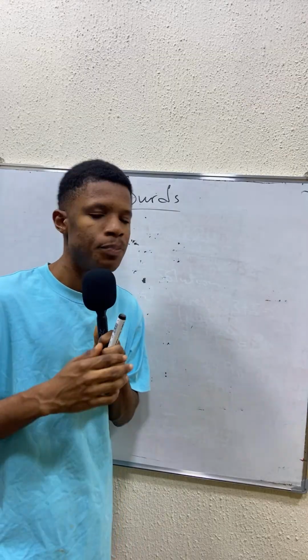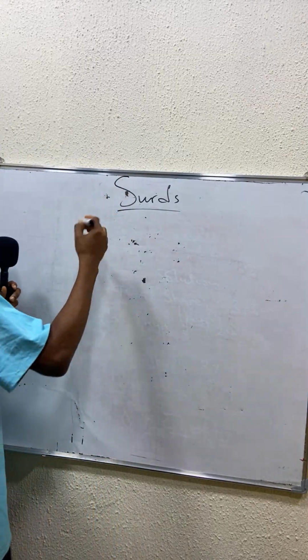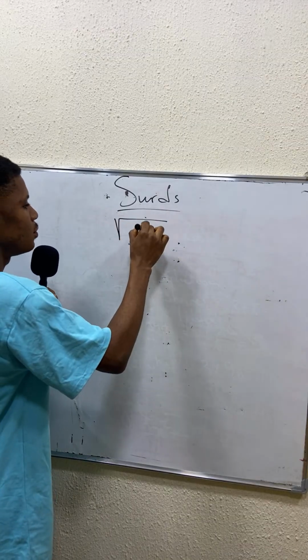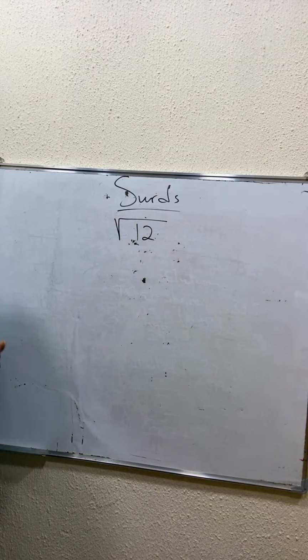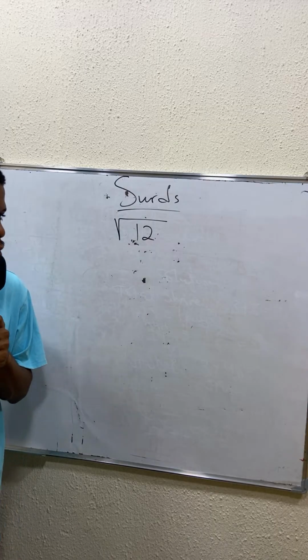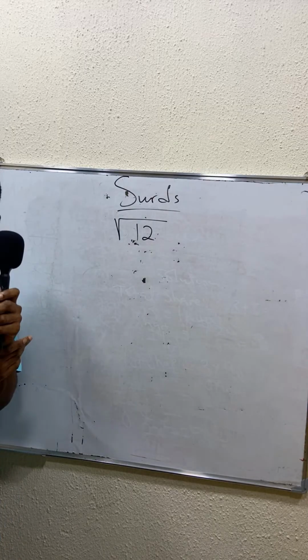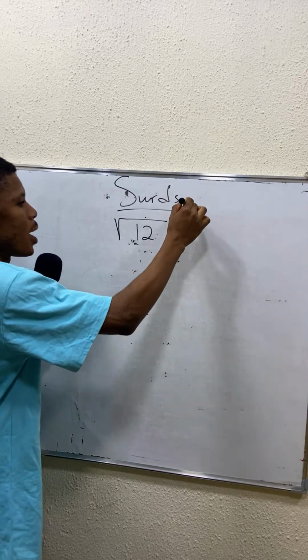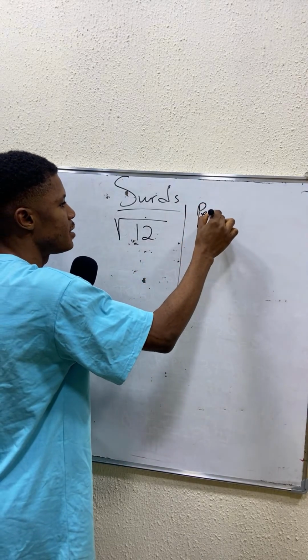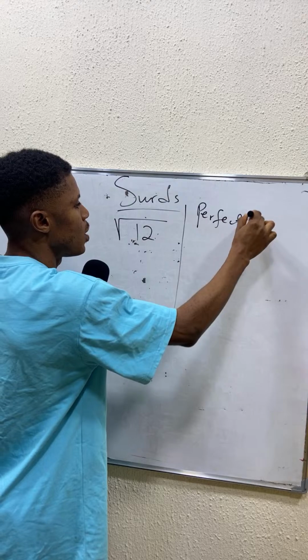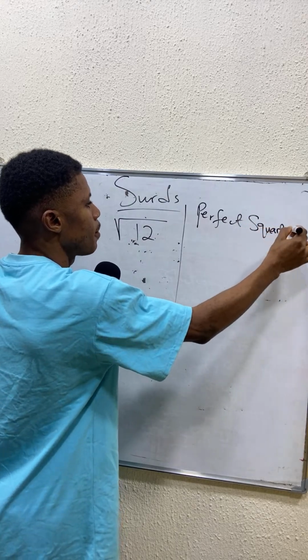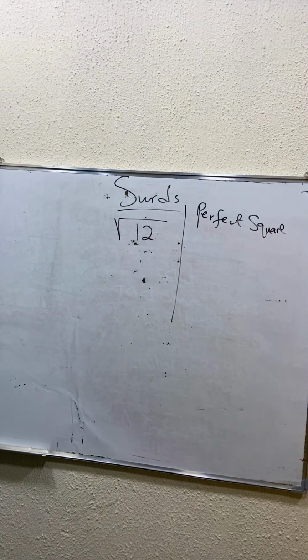So to simplify surds, let's say we have root 12. This surd is not in its basic form. So what do you do to simplify this? You should first of all know your perfect squares. To simplify surds, you should first of all know your perfect squares. Knowing your perfect squares will help you to simplify the surds without having any issue.